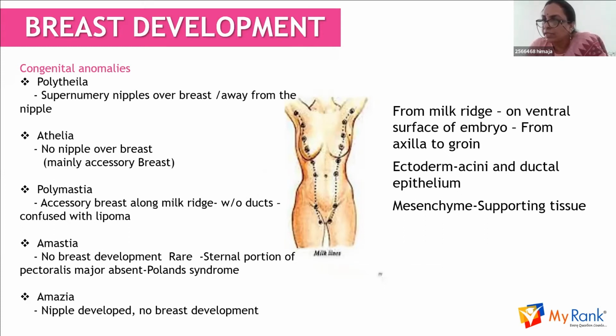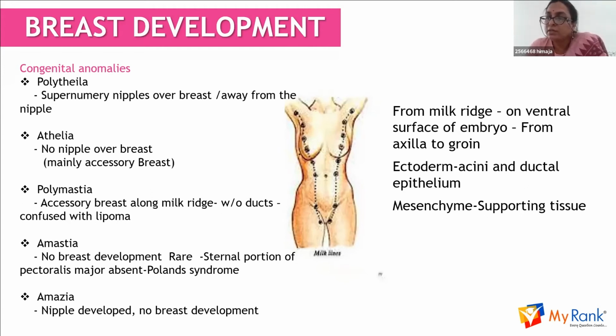Usually in the accessory breast, there may be some fault in the disappearance of the ectodermal ridge. So along this line, there may be accessory breast along the milk ridge. If they are without any ducts, it may be confused with a lipoma. Then amastia. Amastia is when there is no breast development at all. It is very rare actually.